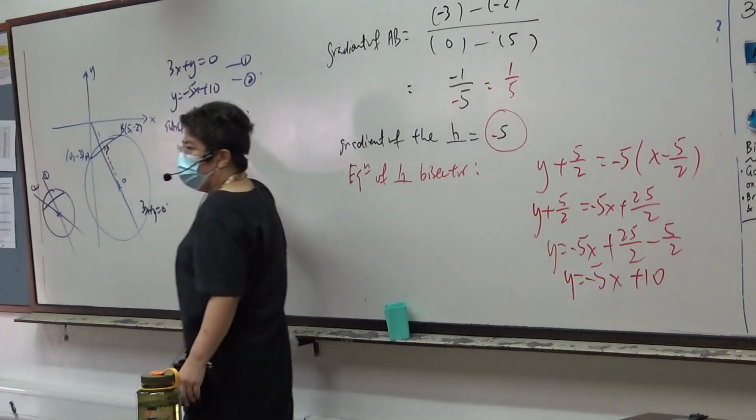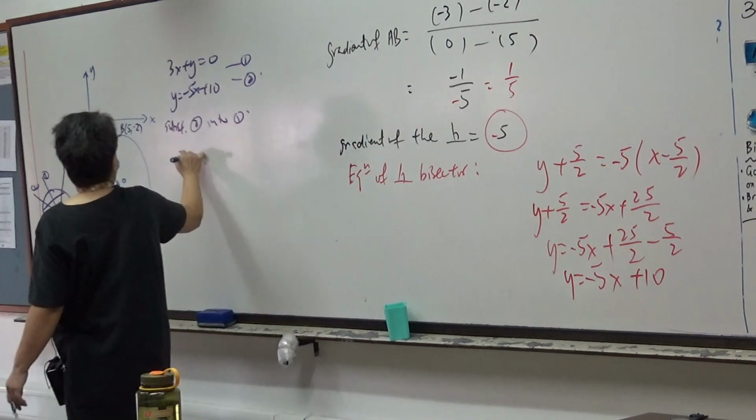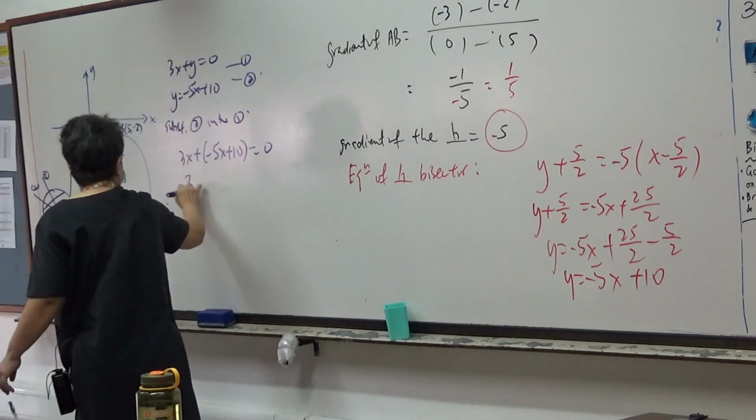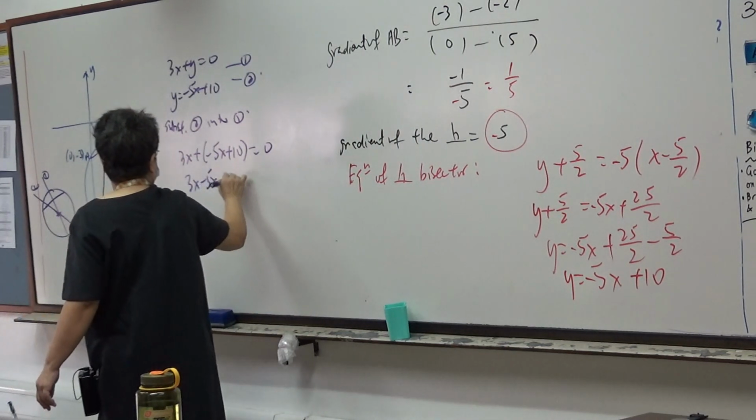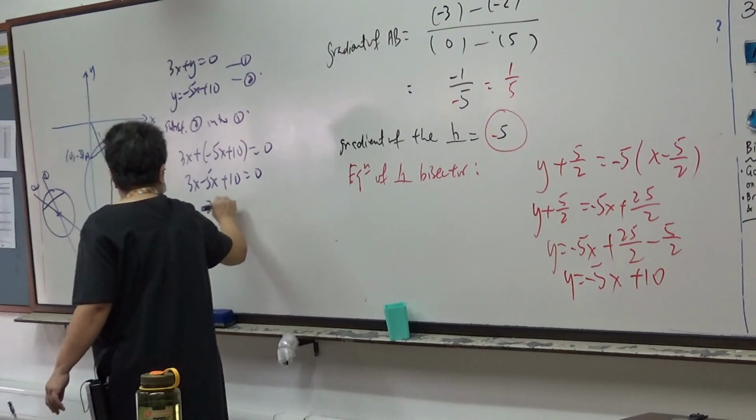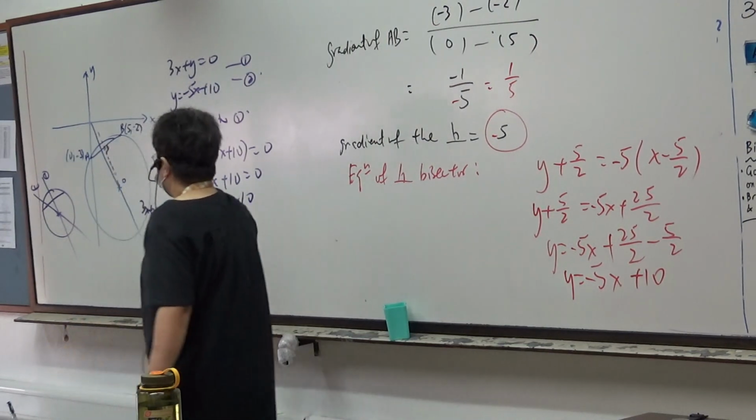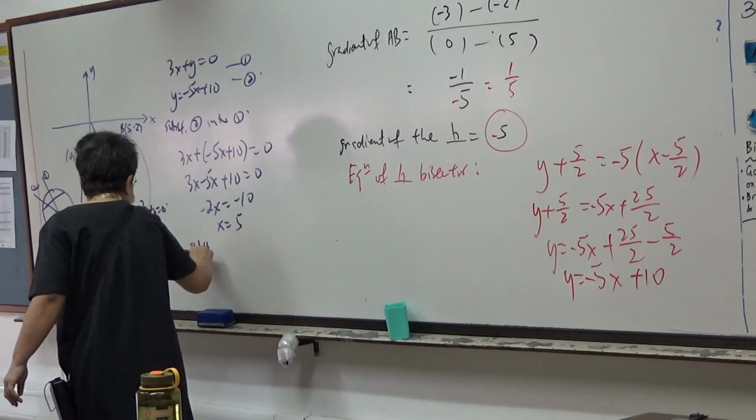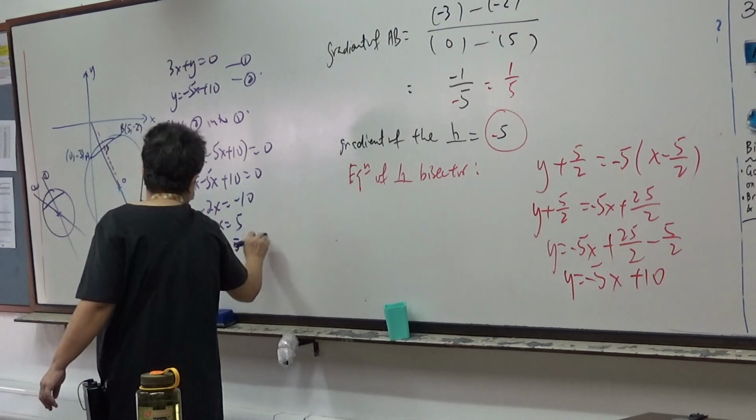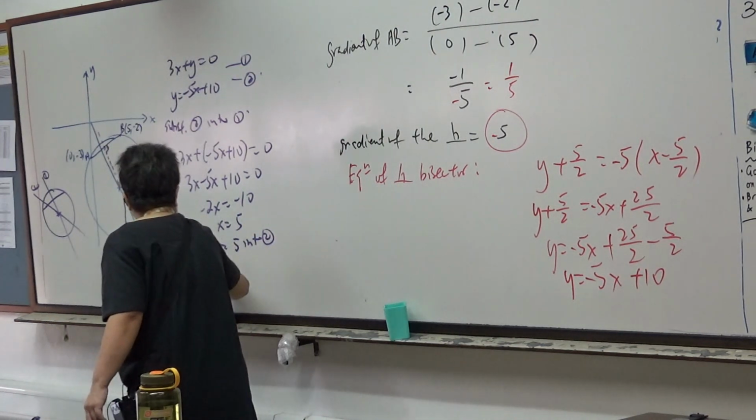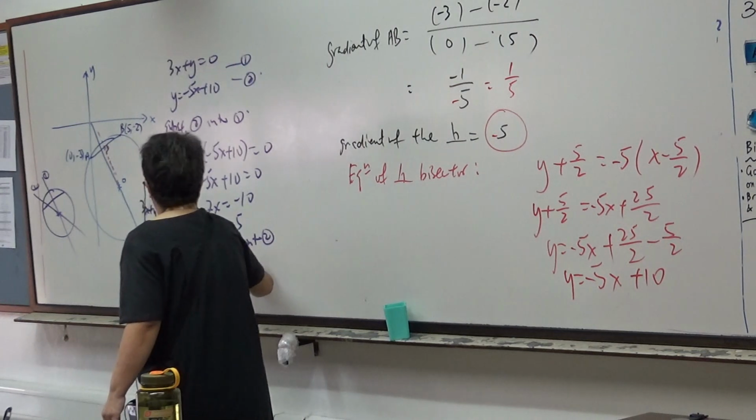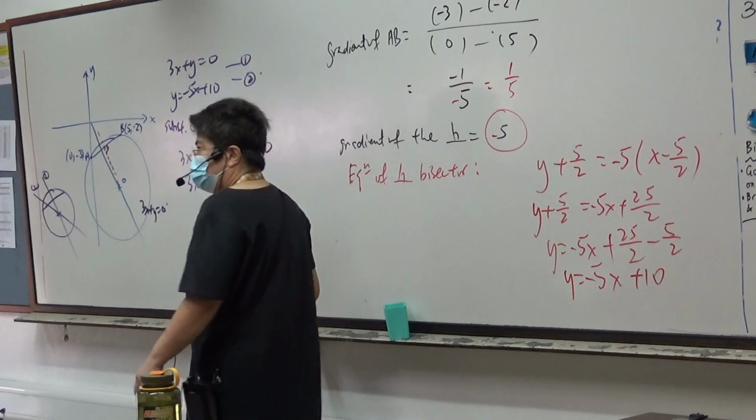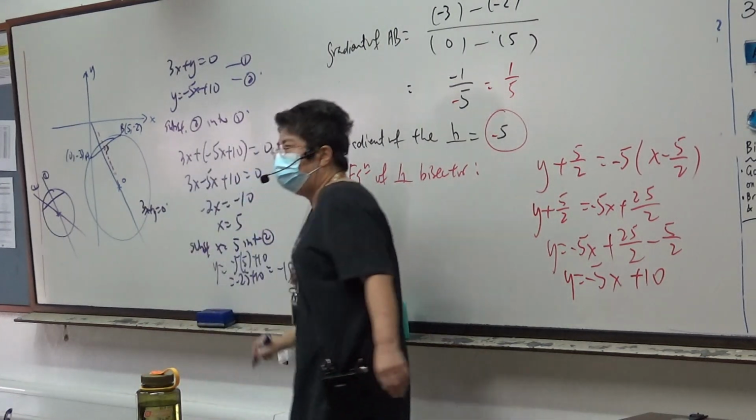And you see this is already y in terms of something. So I sub in 3x plus negative 5x plus 10 equals 0. x equals 5, correct? x equals 5. So, substitute x equals 5 into 2. I'll have y equals negative 5 times 5 plus 10. Negative 25 plus 10, answer? Negative 15, is it correct?